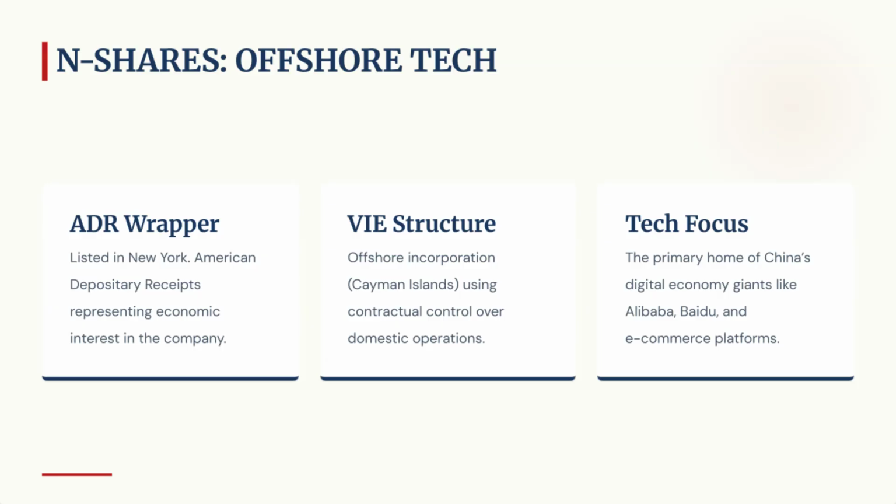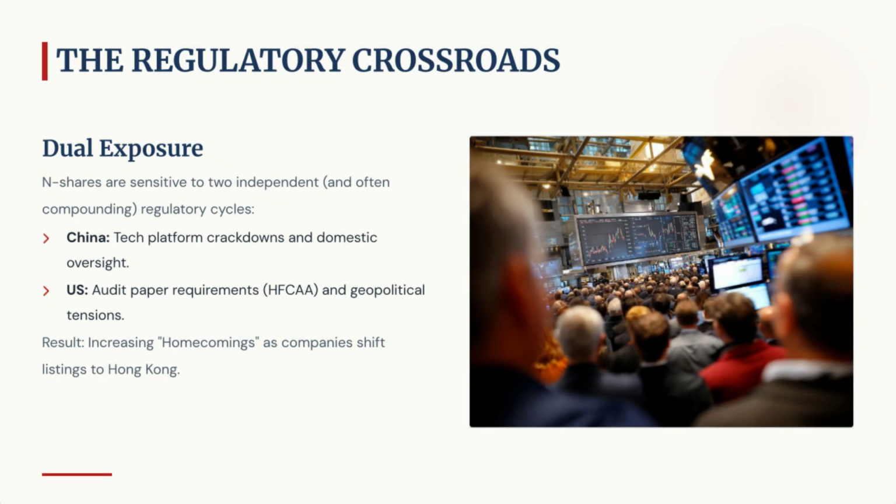N shares are where China's major internet and platform technology companies have historically listed. Alibaba's primary listing was in New York. Before 2021, the N-share universe was the primary way international investors accessed China's digital economy. The political environment around N-shares has become significantly more complicated since 2020. Regulatory pressure in China on internet platform companies reduced the earnings and growth expectations for many N-share names.